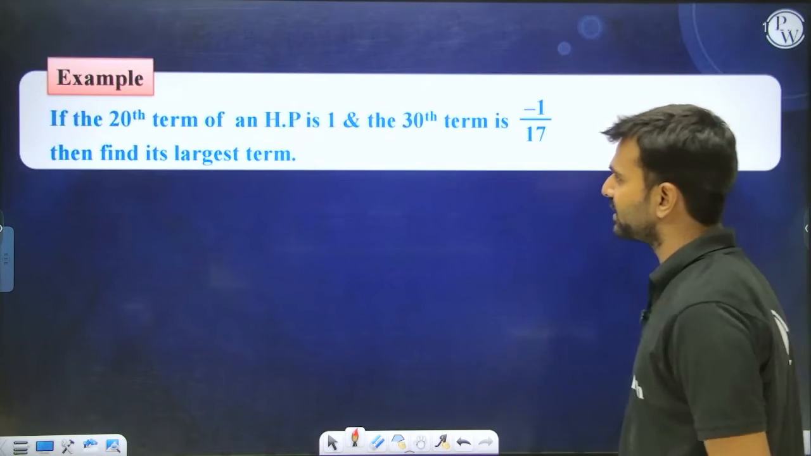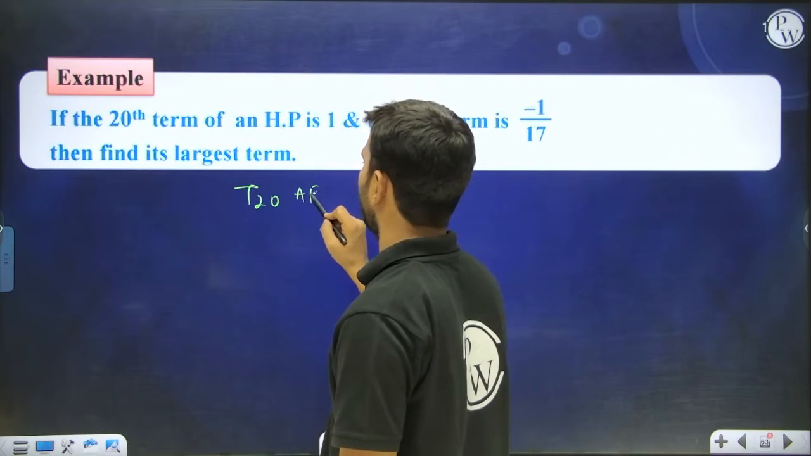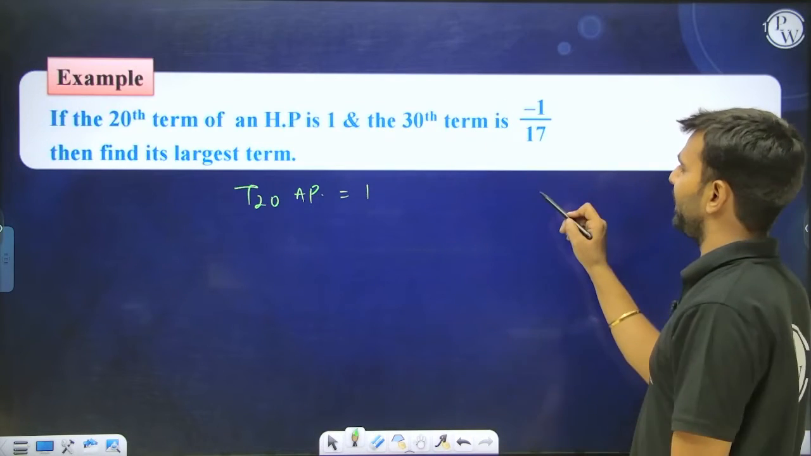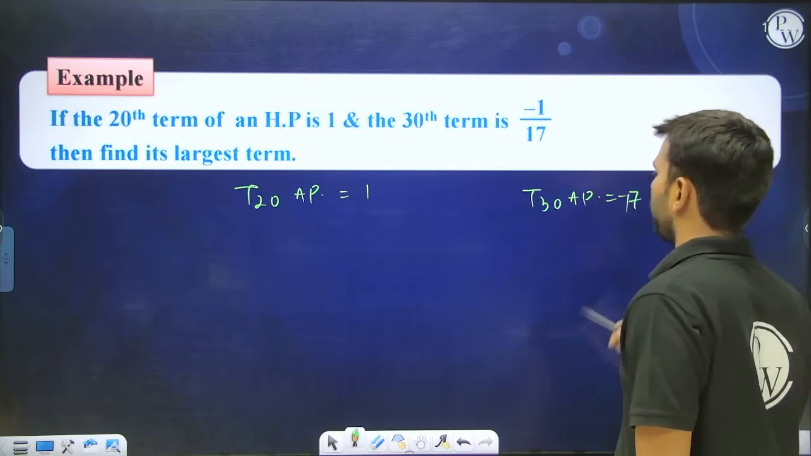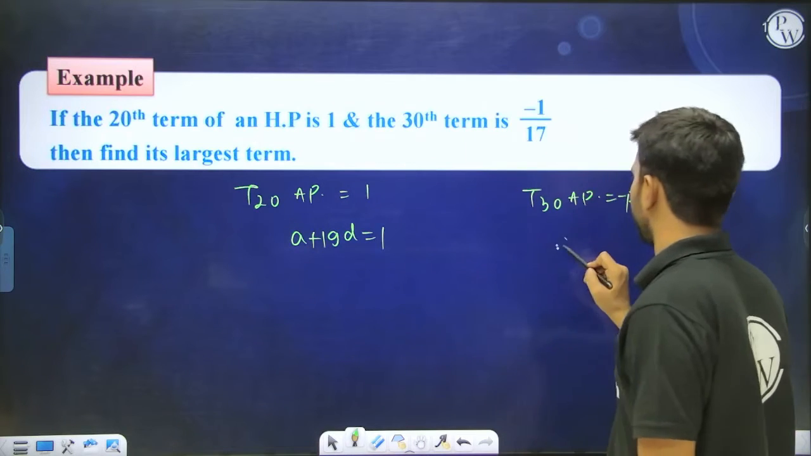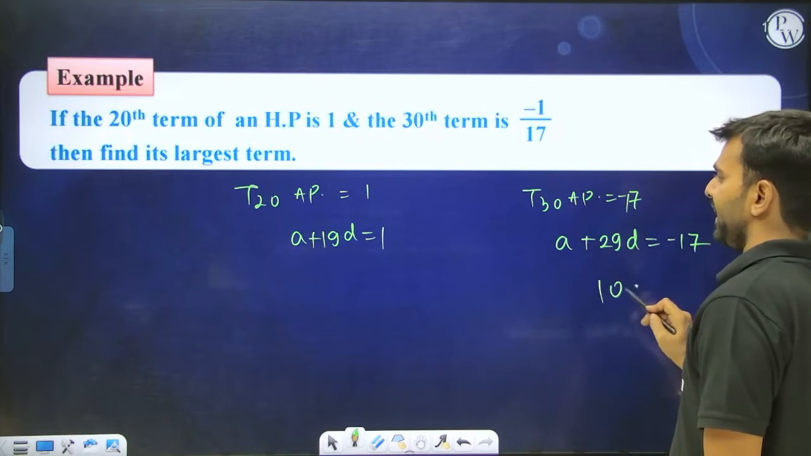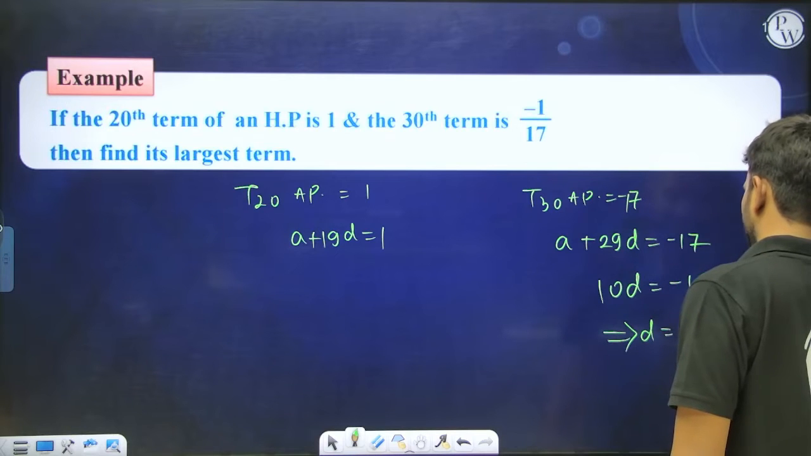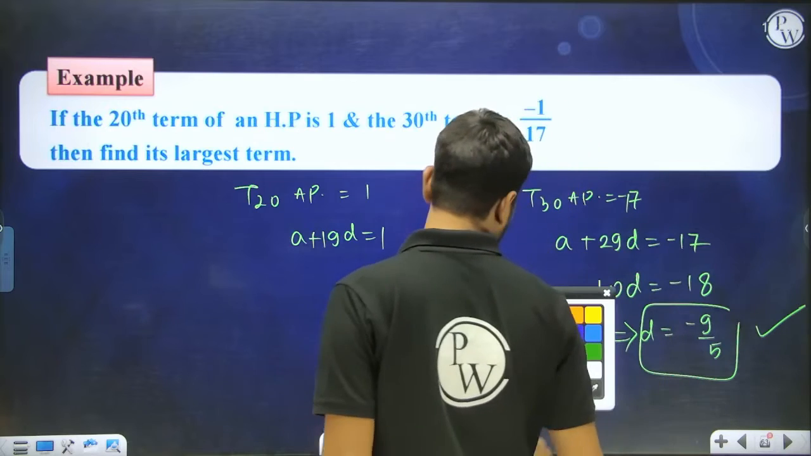Alright, if the 20th term of the HP is 1, then the 20th term of the AP is also going to be the reciprocal of that, that is equal to 1 only. And the 30th term is minus 17, means the 30th term of the AP is going to be minus 17. Then A plus 19D is equal to 1 and A plus 29D is equal to minus 17. So we can say that 10D is equal to minus 18, means D is equal to minus 9 by 5. If D's value you have got, the question is asking you to write down the largest term.